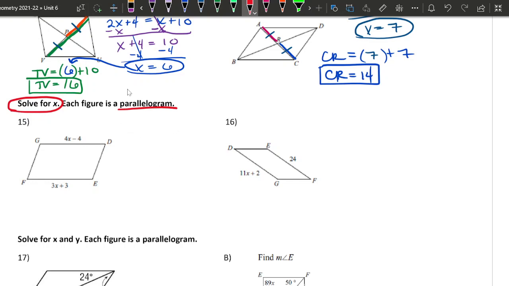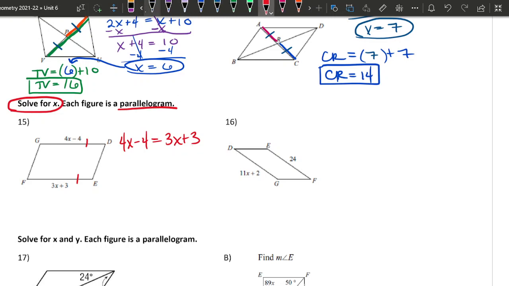So looking at number 15, you have to think which property of parallelograms from my yellow paper can I use to solve for x? Well, we all know that in parallelograms opposite sides are congruent. So that means that 4x minus 4 equals 3x plus 3. And so I write that. 4x minus 4 equals 3x plus 3.